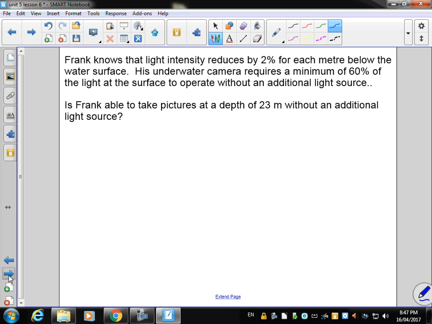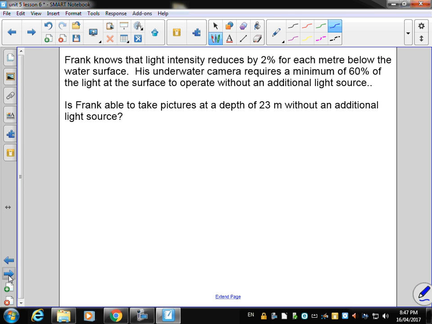Frank knows that light intensity reduces by 2% for each meter below the water surface. His underwater camera requires a minimum of 60% of the light at the surface to operate without an additional light source. Is Frank able to take pictures at a depth of 23 meters without an additional light source? All right then. So we are decreasing in the amount of light. So that's going to change our equation a little bit.